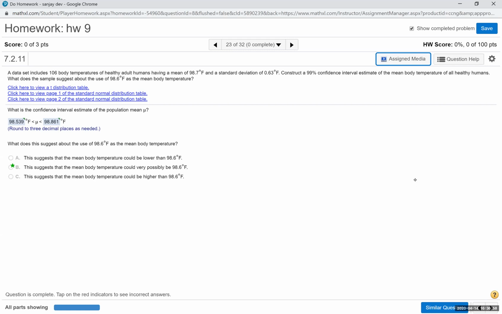and it gives us the answer of 98.539 and 98.861 on your calculator. There it is. You don't have to worry about all the formulas and everything. This just gives you right to the point and right to the answer. So what does it suggest about the use of 98.6 degrees Fahrenheit as the mean body temperature? Is 98.6 in between here? Absolutely. This suggests that the mean body temperature could very possibly be 98.6, right? That's the idea.